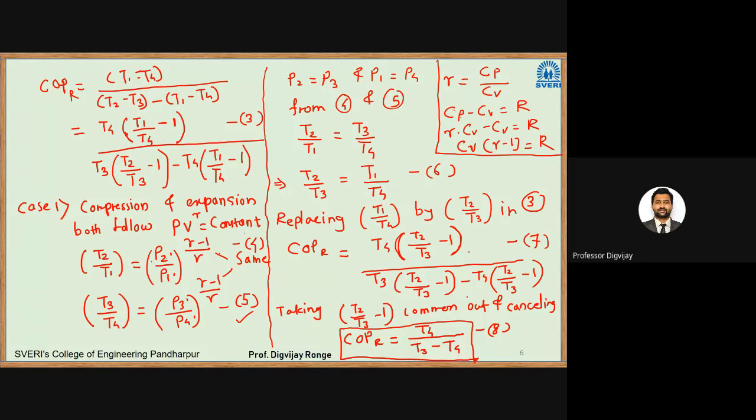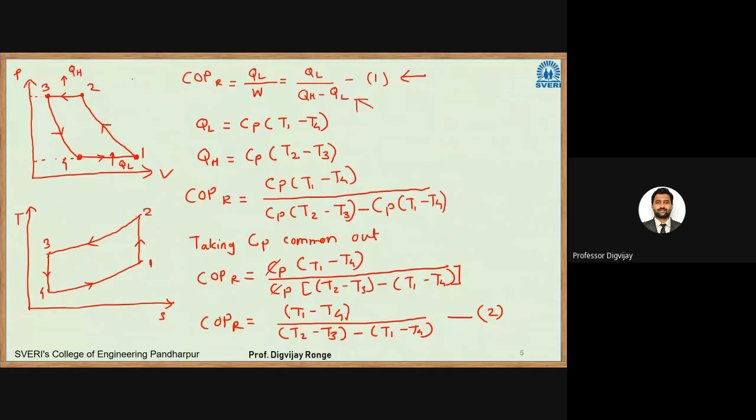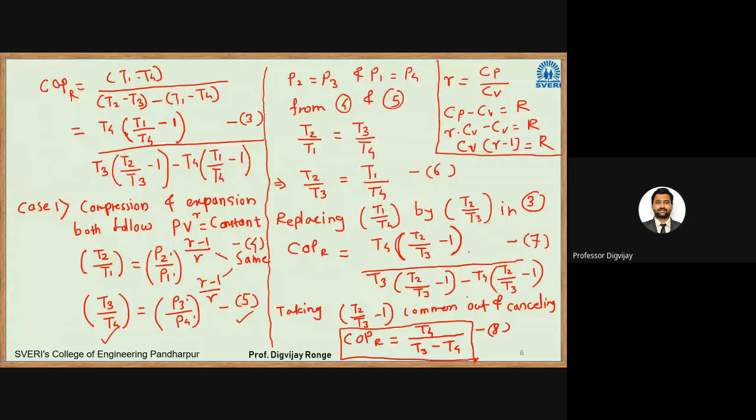We have taken the advantage of isentropic processes. So T2 by T1 is equal to P2 by P1 raised to gamma minus 1 upon gamma, and T3 by T4 is equal to P3 by P4 raised to gamma minus 1 upon gamma. But we have seen from the diagram that the pressure at point 2 is equal to pressure at point 3, so P2 is equal to P3 and P1 is equal to P4. So expression number 4 and 5 are nothing but the same.